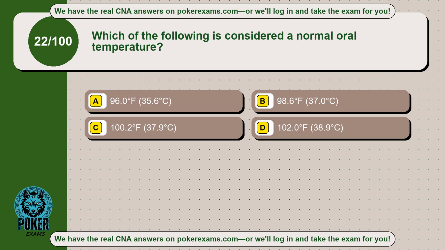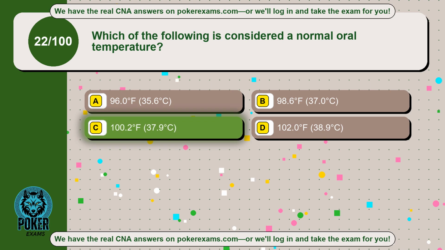Question 22. Which of the following is considered a normal oral temperature? Option A, 96.0 degrees Fahrenheit, 35.6 degrees Celsius. Option B, 98.6 degrees Fahrenheit, 37.0 degrees Celsius. Option C, 100.2 degrees Fahrenheit, 37.9 degrees Celsius. Option D, 102.0 degrees Fahrenheit, 38.9 degrees Celsius. The correct answer is option C.